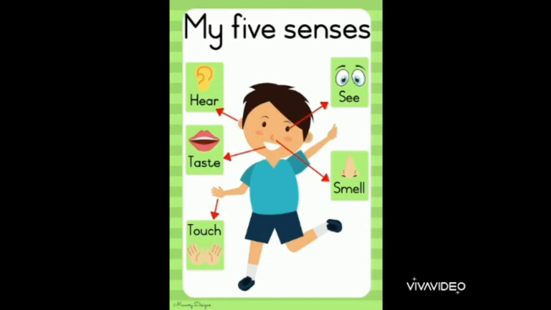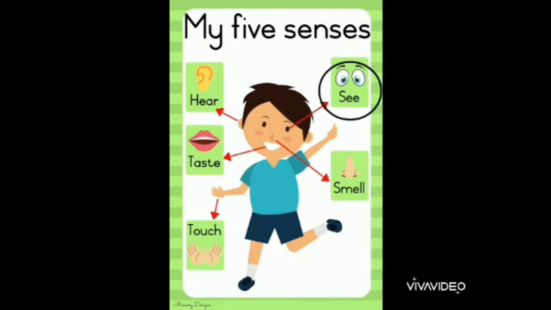Our topic is senses. Our senses allow us to observe and understand the world around us, which means our senses help us to do each and every work. Now we have 5 senses: see, smell, hear, touch and taste.